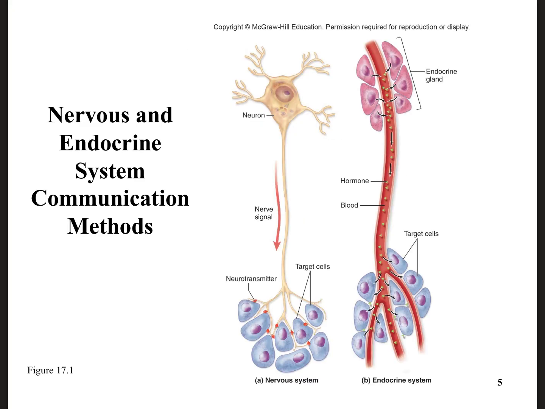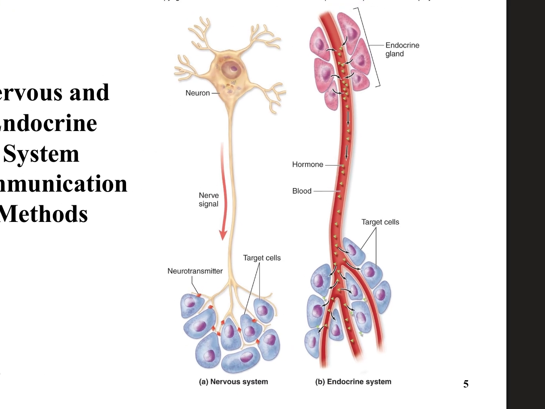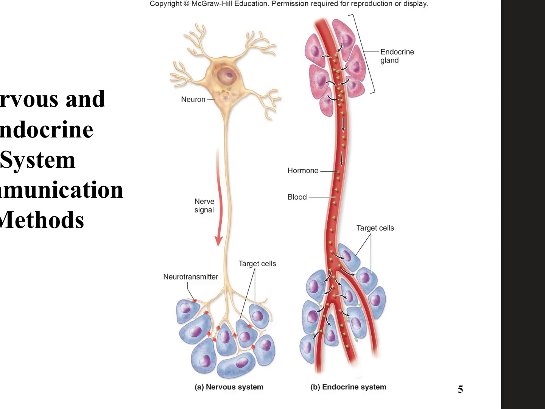All right, so here's a little picture that contrasts the two. Nervous system, obviously, neuron releases the neurotransmitter, binds to its target cells. Still have to have the receptor. Okay, the endocrine system, endocrine gland releases the hormone via the blood. It goes and travels to the target cells that have the receptor right through the blood.